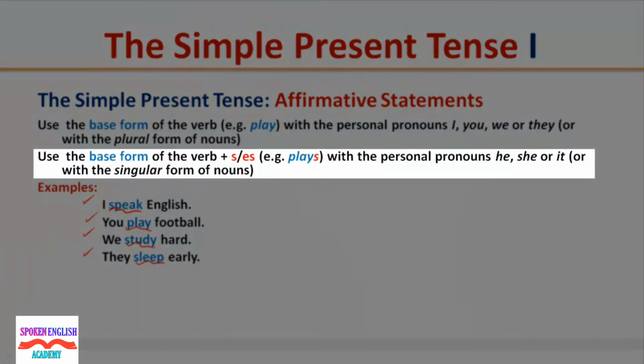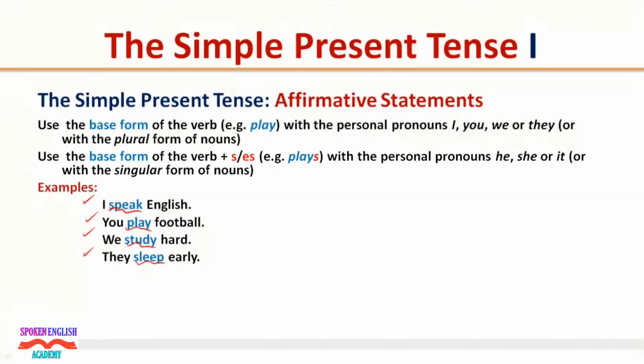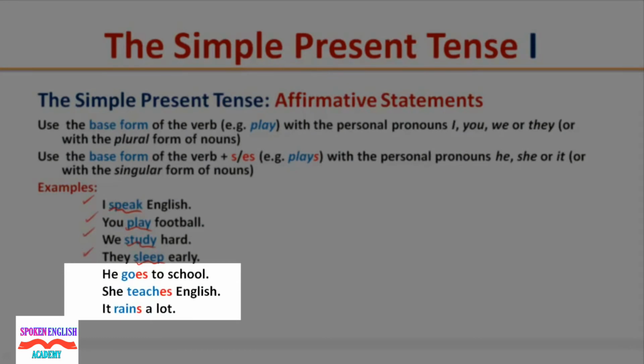Use the base form of the verb plus S or ES, for example, plays, with the personal pronouns he, she, or it, or with the singular form of nouns. Example: He goes to school. She teaches English. It rains a lot. Notice here that we use the base form of the verb plus S or ES with the personal pronouns he, she, and it.